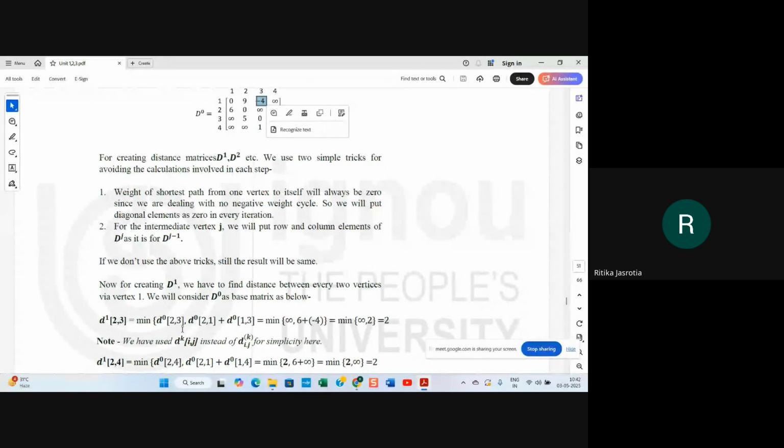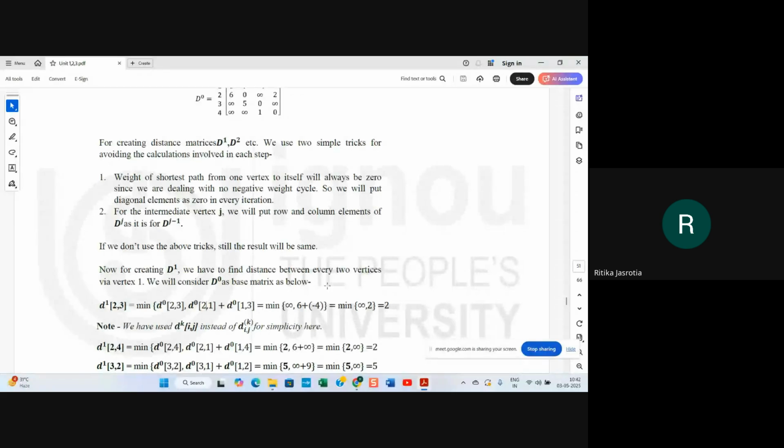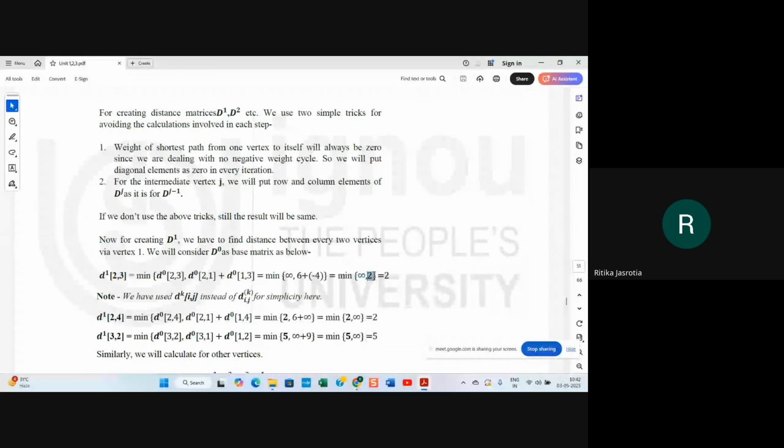So D0 2, 3 is infinity, and D0 2, 1 plus D0 1, 3, where k is 1 they are keeping. D0 2, 1 is 6 and D0 1, 3 is minus 4. So 6 plus minus 4, that is 2. 6 minus 4 will be 2. So which one is the minimum, infinity or 2? They are keeping it as 2. So this is how they are comparing, and we have to find it that way only. And now we use Dk ij instead of Dij k for simplicity here.